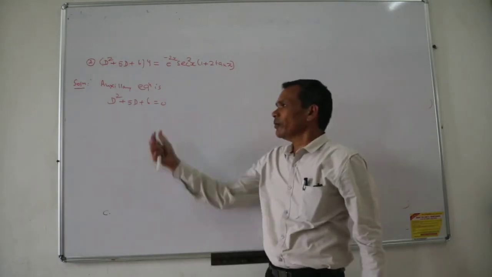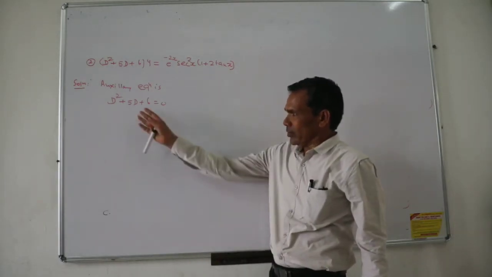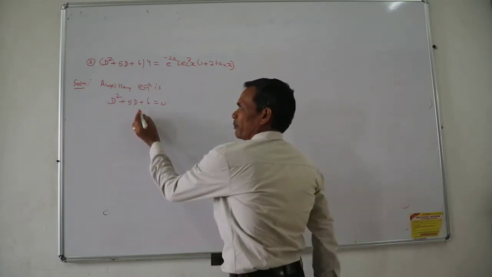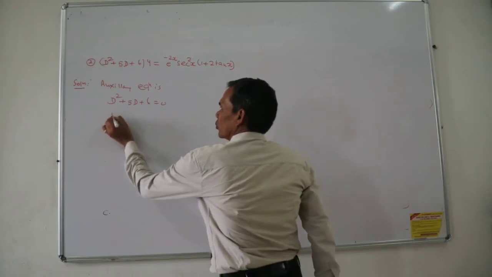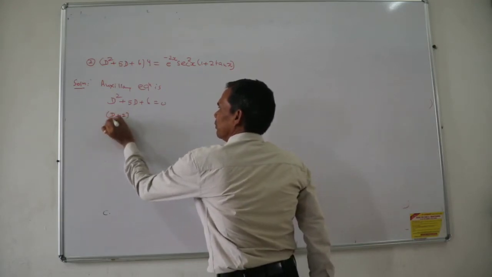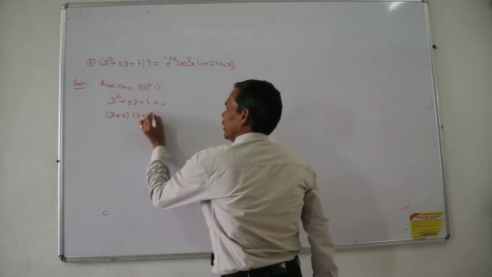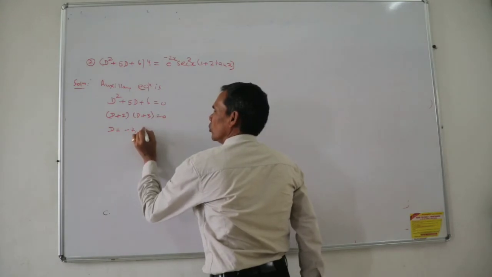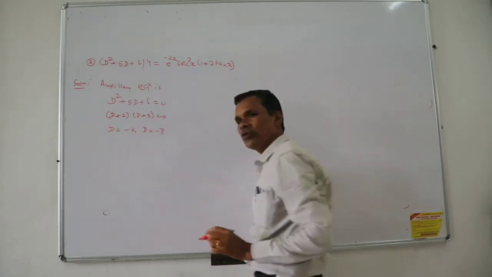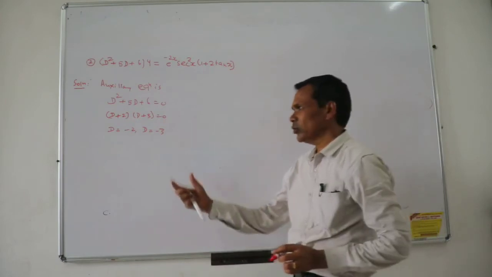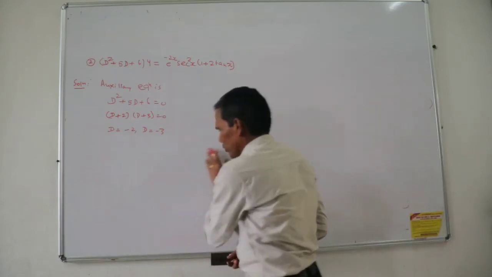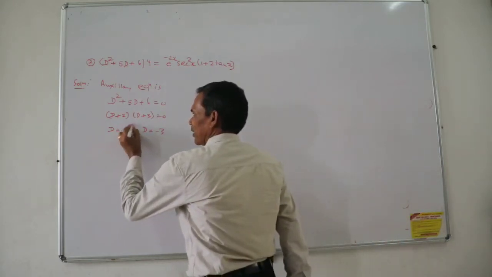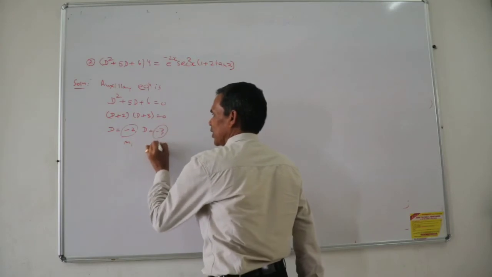So what we do here, we find out roots, we search the numbers whose sum is 5 and multiplication is 6. So the numbers are 2 and 3. So I will factorize this as D plus 2 and D plus 3, and naturally the roots would be D is equal to minus 2, D is equal to minus 3. So roots are real and distinct. So we use the first formula to find out complementary function. I will consider this as m1 and this as m2.